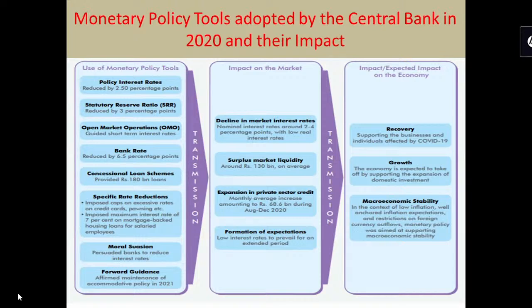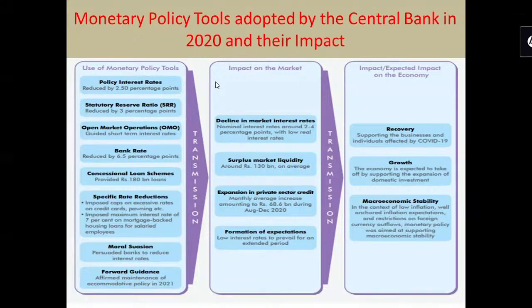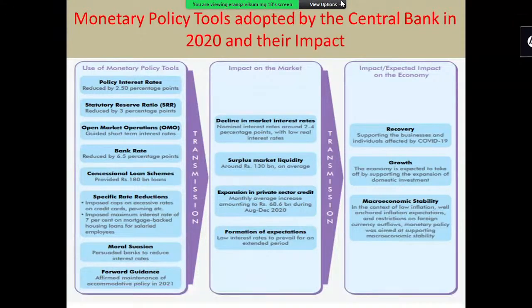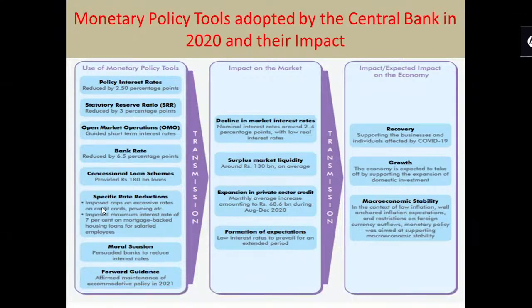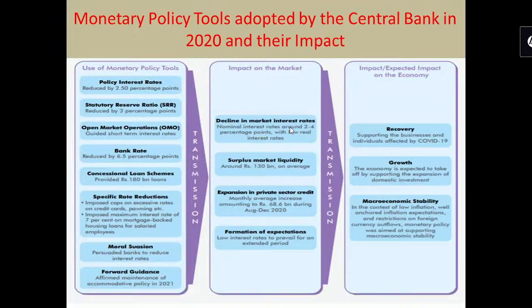And also, the central bank reduced the bank rate by 6.50% to signal the availability of an emergency fund for the financial sector. Other tools like open market operations, concessional loan schemes, specific rate reductions, moral suasion and forward guidance impact the market, like expansion in private sector credit and formation of expectations, so that the economy is expected to take off by supporting the expansion of domestic business and also macroeconomic stability.